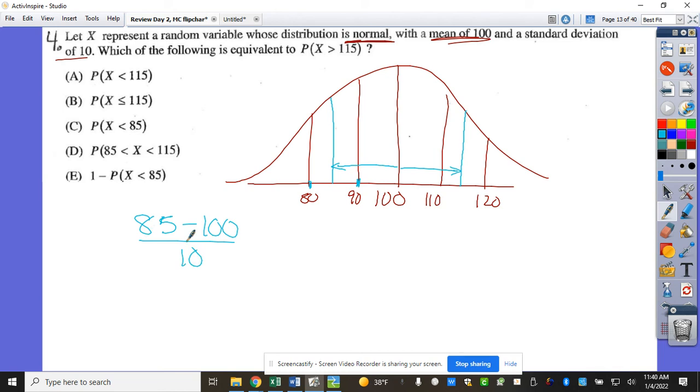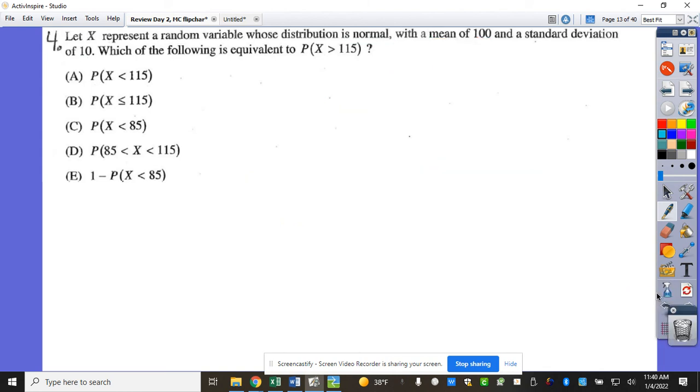So like if I do, well, 85 minus 100 is going to give me what? 85 minus 100 gives me what? Negative 15. Negative 15 divided by 10 gives me. But if I switched it and had 115 instead, I would get what instead? 1.5. So I'm dealing with z's of 1.5 and negative 1.5 throughout the whole thing, which I would need to know that, but I'm kind of shorthanding that. That's why I just did that part.